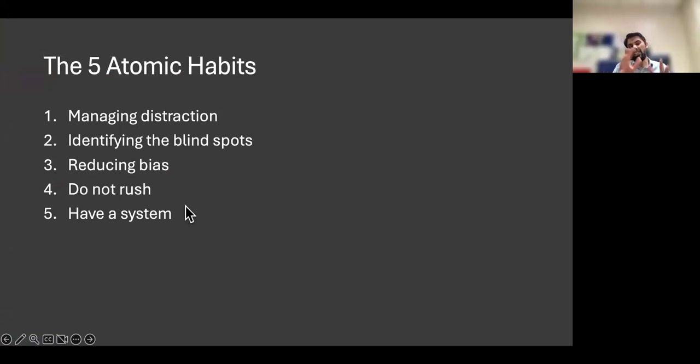Okay, so firstly, what are the 5 atomic habits? On their own, they need some explaining. The 5 habits are: you need to manage distractions. You need to identify your blind spots. You need to find a system to reduce your bias. Do not rush. And have a system.